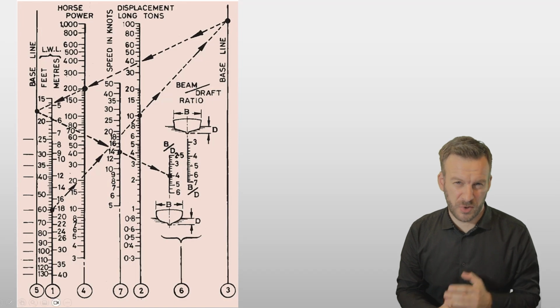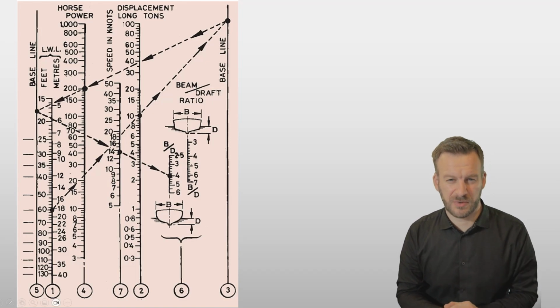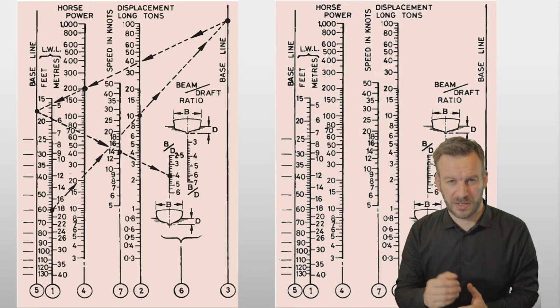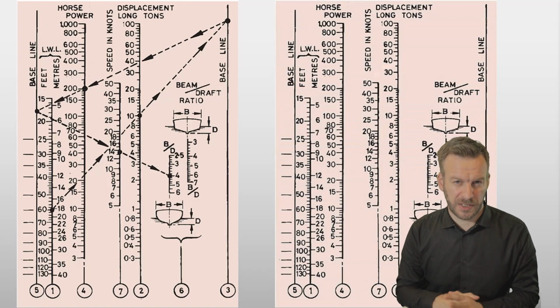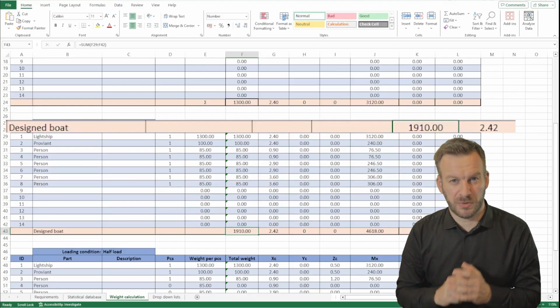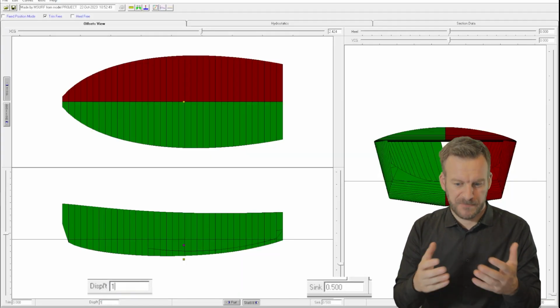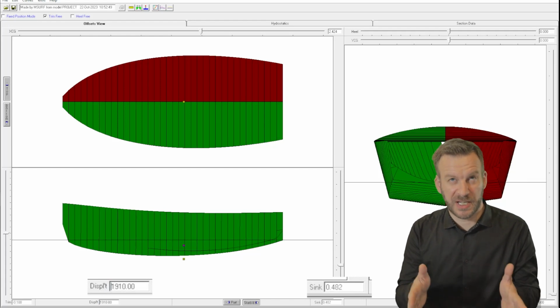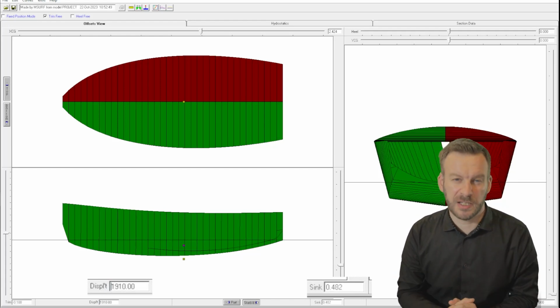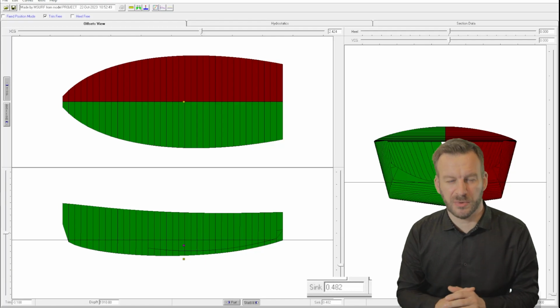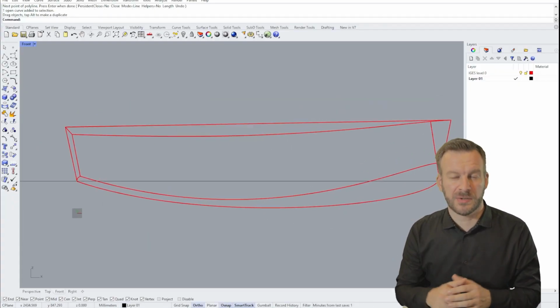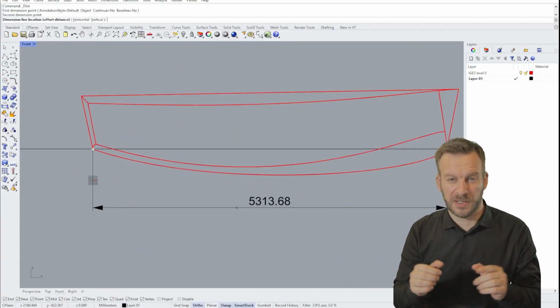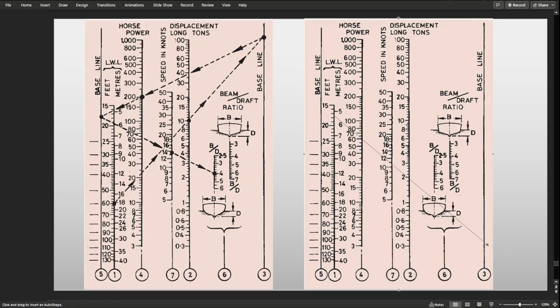So what I'm going to do, I'm going to lay down on the left side of your screen example 1, and here's the clean sheet. We are starting with the length of the waterline. I'm going to enter the hull design tool and check what our draft is for that displacement of 1910 kilograms, and it looks like it's 0.482. Then I'm going to Rhino, make a line at 0.482 and measure the length of the waterline.